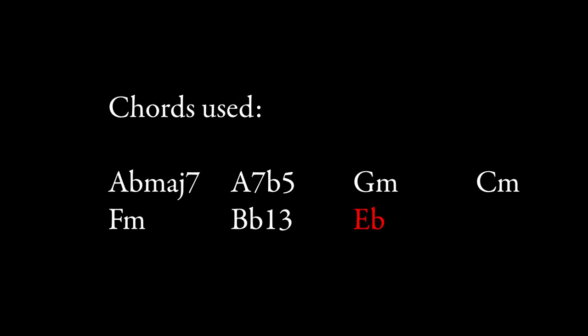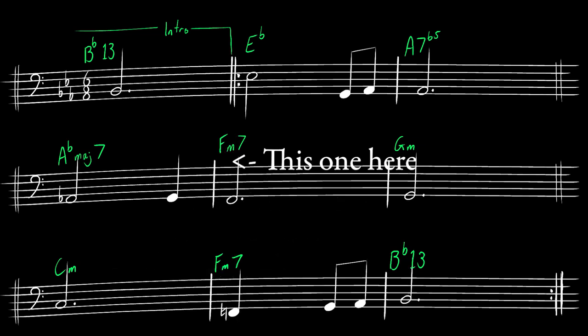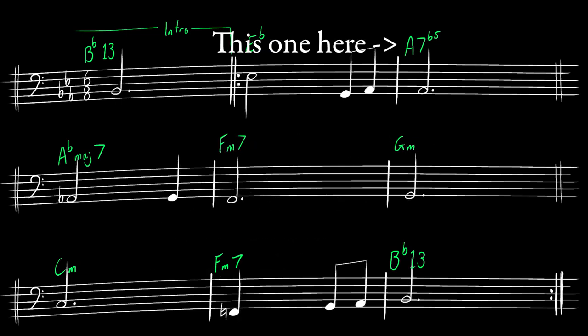Now this is what I've done. Still got the A flat, G minor, C minor, F minor. Got the A7 flat 5 for the spice. Chuck it on some groovy bass and here we are.